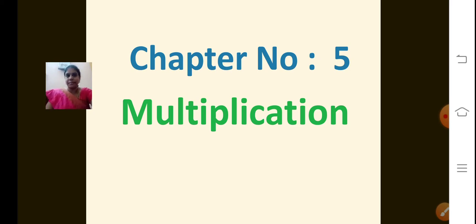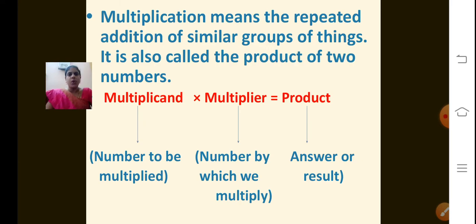Shall we start? Yes. Now tell me, what do you mean by multiplication? Multiplication means the repeated addition of similar group of things. It is also called the product of two numbers. I'll repeat it. What do you mean by multiplication? It is the repeated addition of similar group of things. It is also called the product of two numbers.